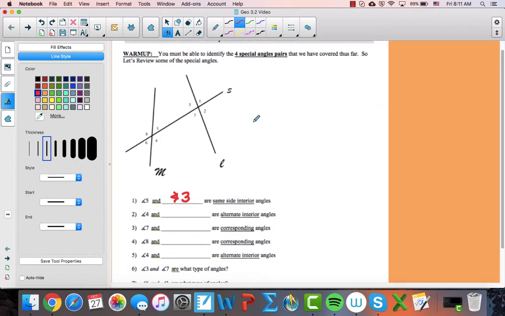So first of all, 5 and 3 are same side interior angles because they are on the inside of M and L, the two lines, and they're on the same side of the transversal, which is S. Angle 4 and angle 5 are alternate interior angles on the alternate sides of the transversal. Angle 7 and angle 6 are corresponding angles.